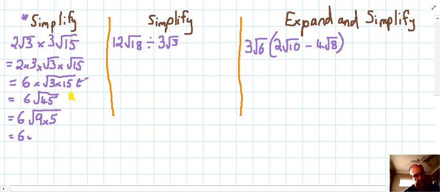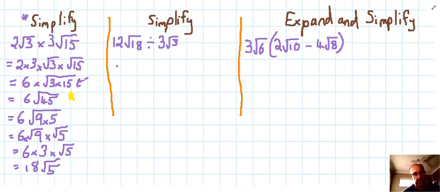So we split that, and 6 times, now that's a times, square root of 9 is 3, root 5 is a surd, it cannot be reduced down, 18 root 5 is the answer there, 18 root 5.